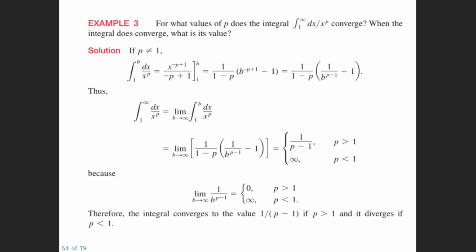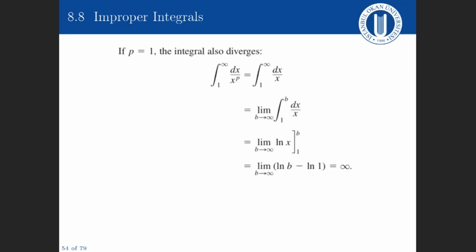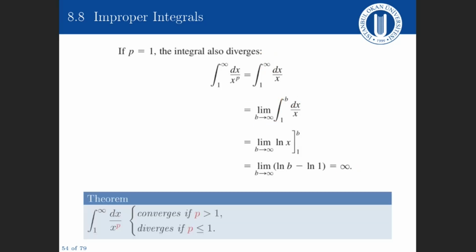Try to remember this example when we get to the last chapter. In the last 3 weeks of the term, when we're studying sequences and series, we're going to be wanting this one again. So try to remember this. What happens if p is equal to 1? If p is equal to 1, the integral also diverges, as we can see in this calculation. Again, replace infinity by a letter, and then take the limit, and we get infinity.